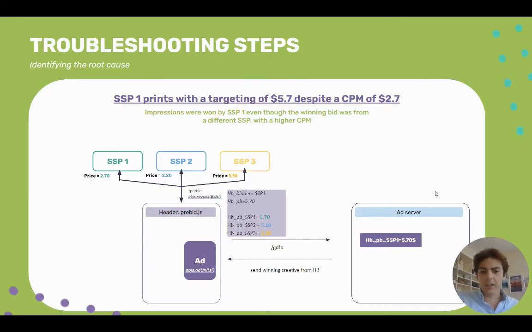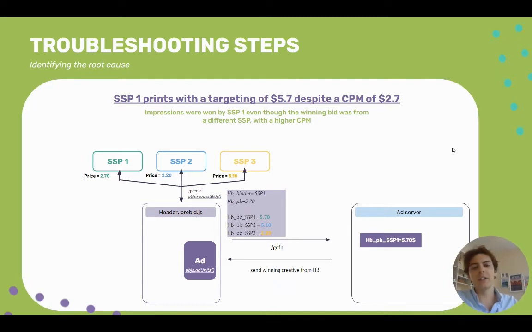This was having a negative effect on the publisher's ad revenue because SSP1 in the end was not paying 5.7 CPM, but it was paying the 2.7 CPM coming from its original bid. So it was preventing the highest bidder from printing, and the publisher was selling the inventory at a lower price.